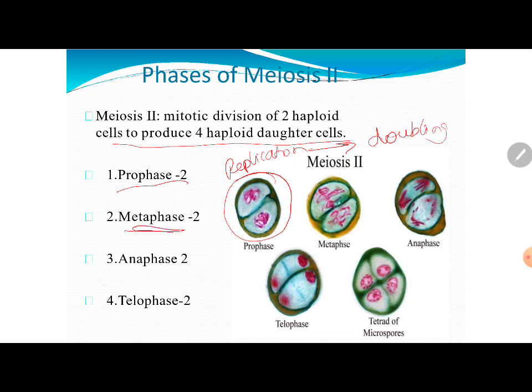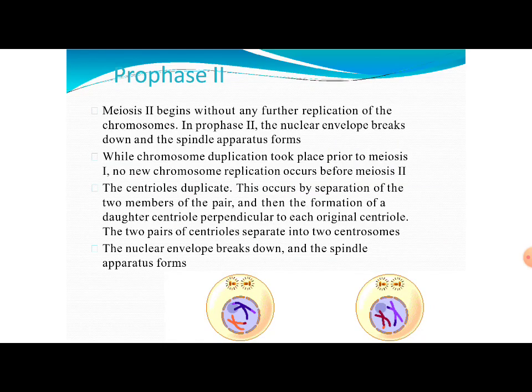In metaphase 2, they arrange themselves in the central plate, and in anaphase they move towards the corners, and in telophase you can see 4 cells within the same cell. This is how a tetrad of a microspore looks. Meiosis 2 begins without any further replication of chromosomes.